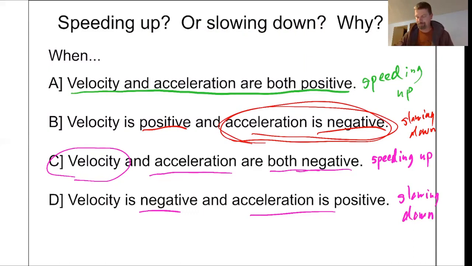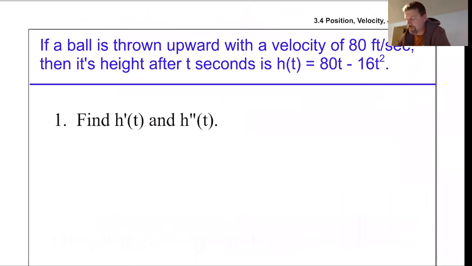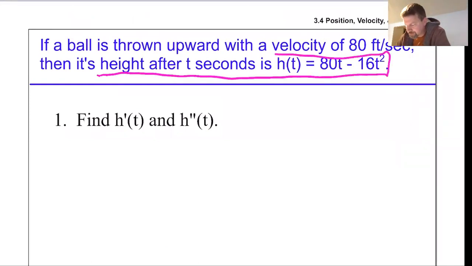All right. One last example question and we are done. It says a ball is thrown upward with a velocity of 80 feet per second. Then its height after t seconds is this equation. H of t equals 80t minus 16t squared. Be careful. A lot of times people see that word velocity and they're like, oh, this must be a velocity function. It is not. That's a position function.